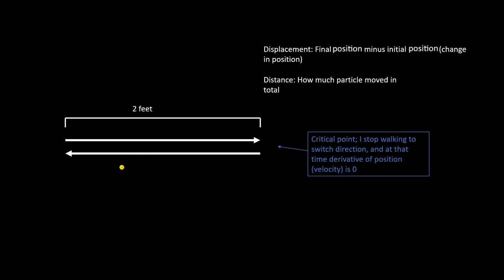If a problem asks you for distance, you need to find the critical points and add up each of the displacements. For example, in my previous example of walking, there was a critical point after I walked 2 feet because I had to stop, turn around, and walk backwards. So in this case, you'd find the first displacement, which is 2 feet, then you'd find the second displacement, which is also 2 feet, and you'd add those together to get your final answer of 4 feet.